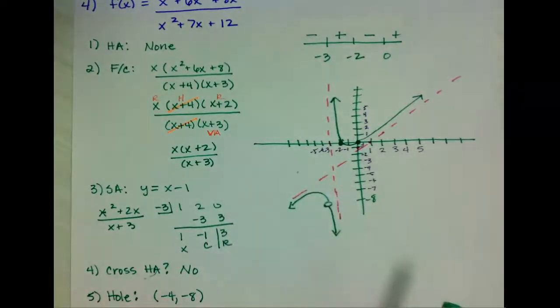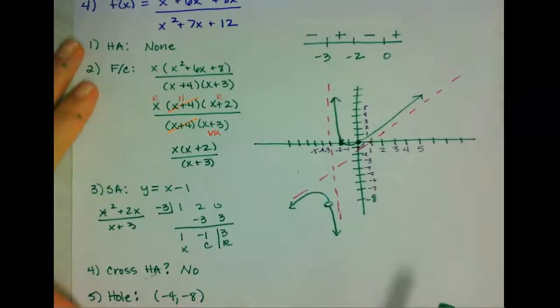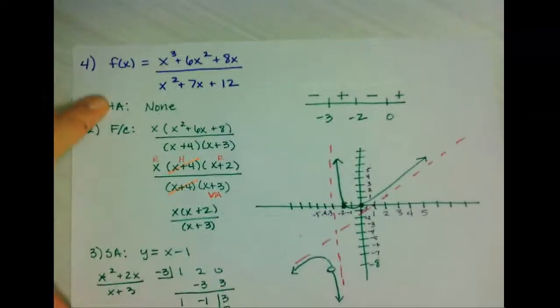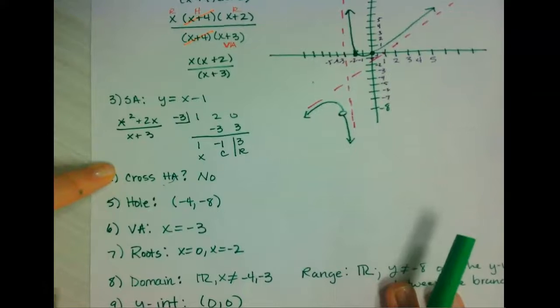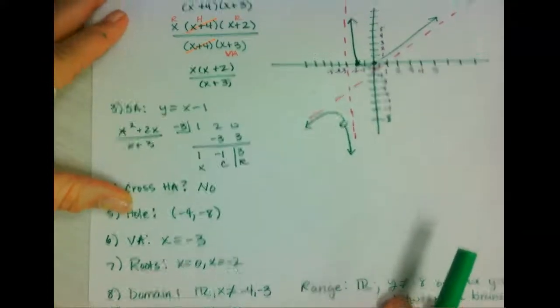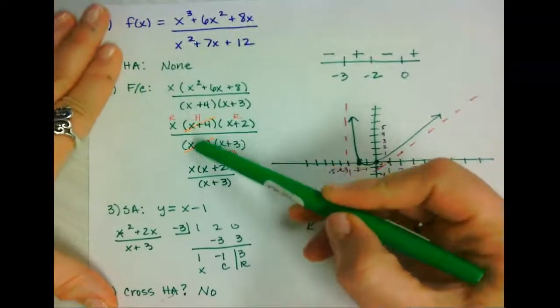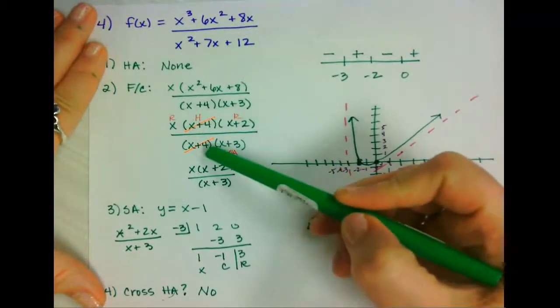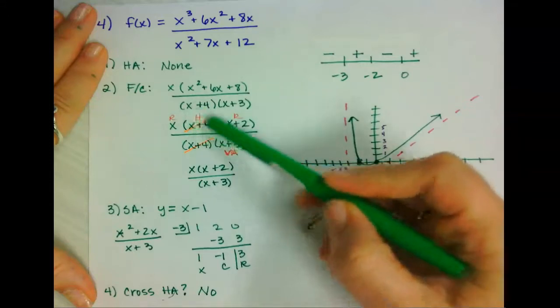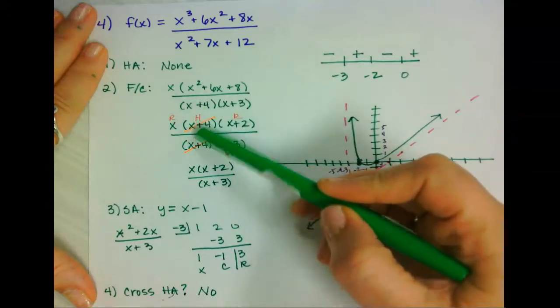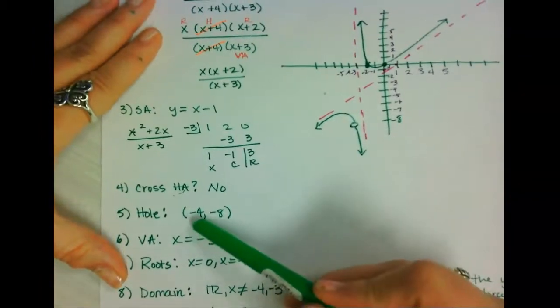You've done your division. So now we've got to figure out if it's going to cross the HA. Well, if I look up here and there's no HA, then there is no HA to cross, so that's an easy one to mark off the list. So now we need to figure out the hole. The hole is going to occur where things cancel. So if I'm looking right here, I can see that x plus 4 is going to cancel with x plus 4. That's where a hole is going to happen. So when is x plus 4 going to be 0? When x equals -4. And that's what becomes the x value of the hole.